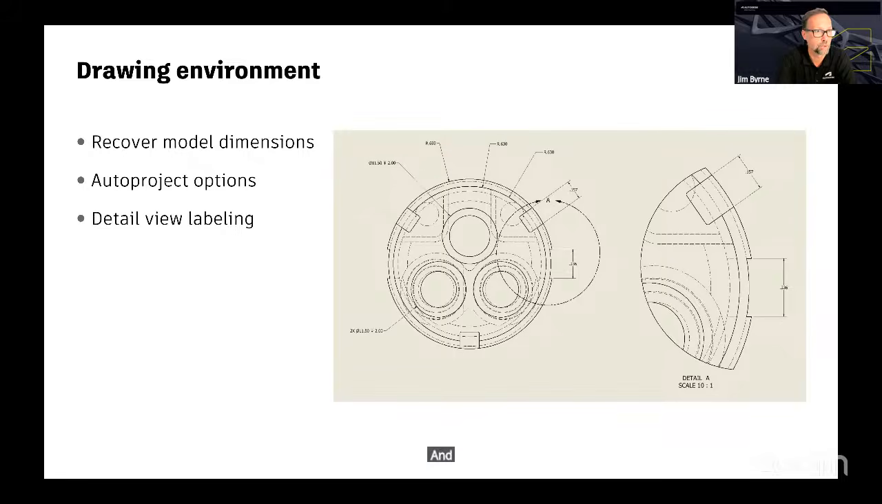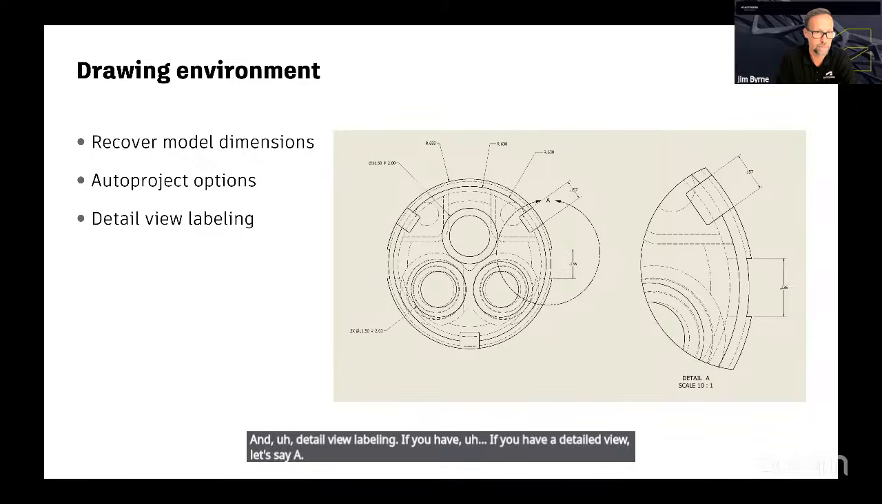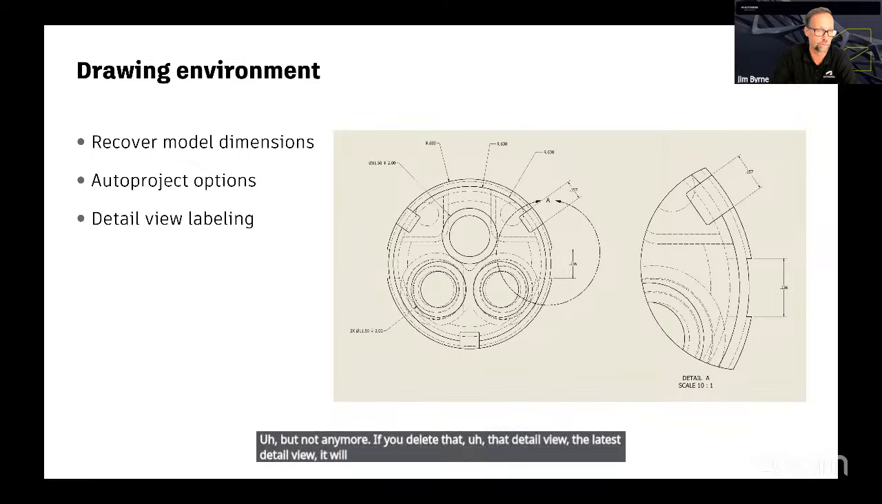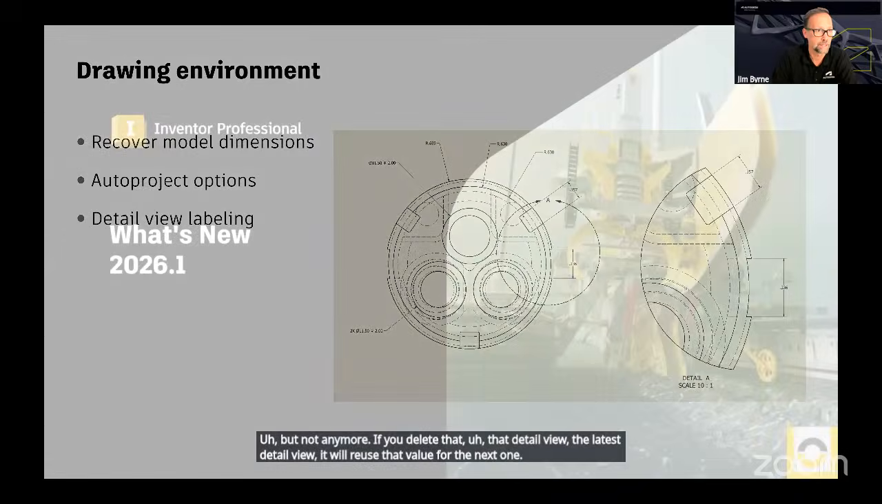And detail view labeling. If you have a detail view, let's say A, and a detail view B, and you delete B, and then you add another one, it will go to detail view C. But not anymore. If you delete the latest detail view, it will reuse that value for the next one. And you can see a little bit of that here.